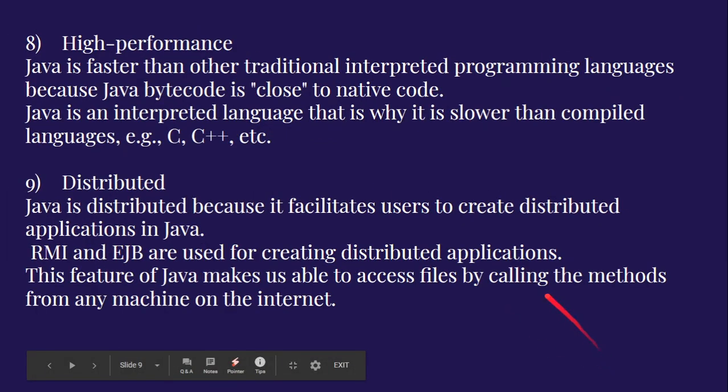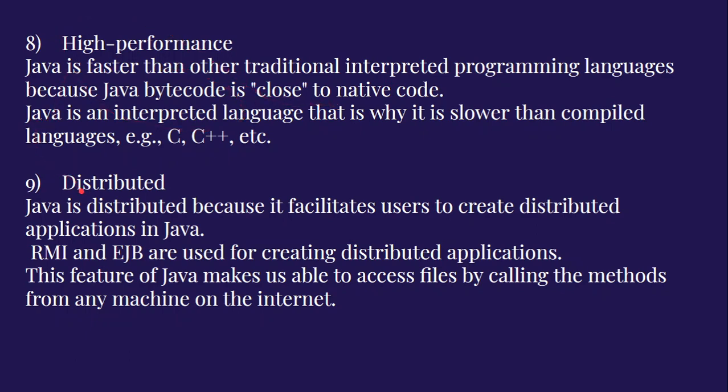And then we have high performance. Because it is faster than the traditional interpreted programming languages, Java bytecode helps to obtain higher performance. Java bytecode is close to the native code. What is native code? It is native to the machine where it is going to execute. So when it is native to the machine, the execution will be faster and also efficient, so it is giving high performance.